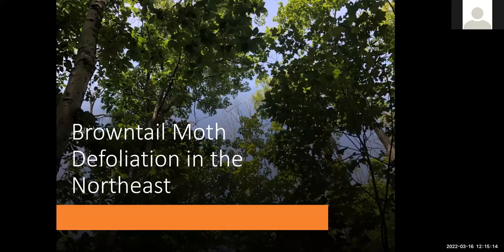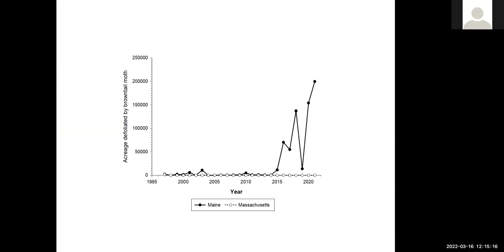Brown tail moth, again, that's the insect with that sort of public health angle to it. And it had really restricted its population to two areas. And you can see just the acreage defoliated by year here. Not a lot going on for the last decade or more. And this goes back, I think really the population started receding in the 40s or the 50s, maybe a little bit later than that.